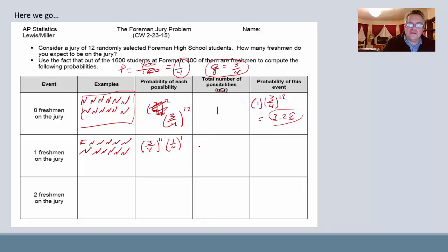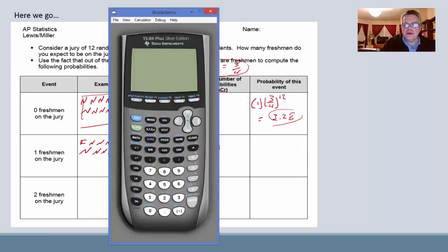Now, to find the number of possibilities, we want to know how many ways we can choose 1 person to be the freshman out of 12. So this is 12 choose 1. We kind of already figured out it's 12. I'm going through the mechanics of this. If you have your calculator, remember you enter the number of people we're choosing from first, 12.